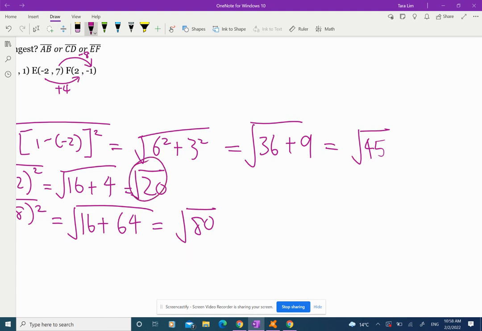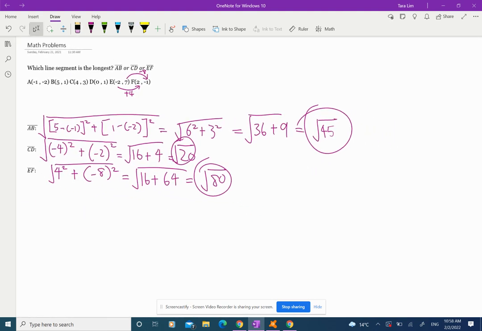So here, these are all the distances, and whichever number is the biggest, let's just ignore the square root. Whichever number is the biggest, then we know that the distance is the longest. So here, the longest line is EF. So that is how you solve for the distance of a line.